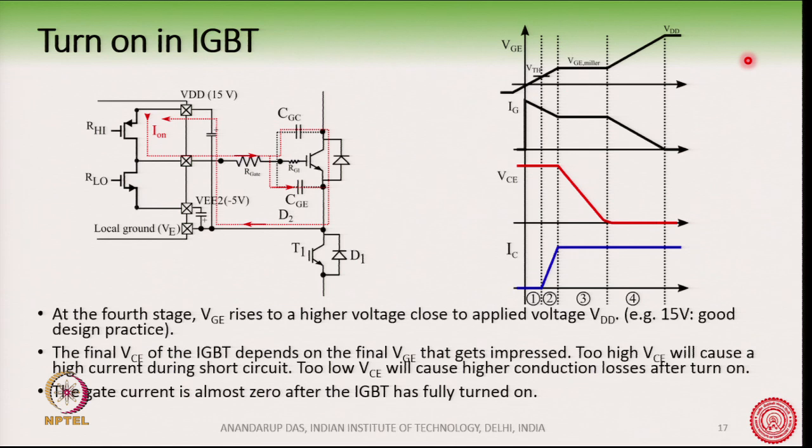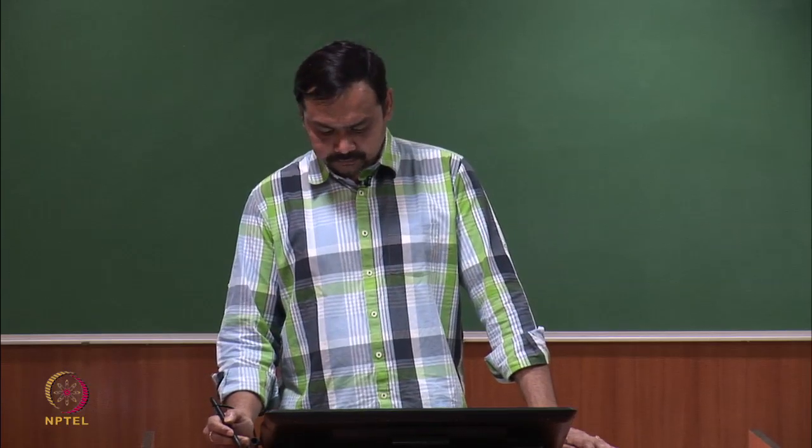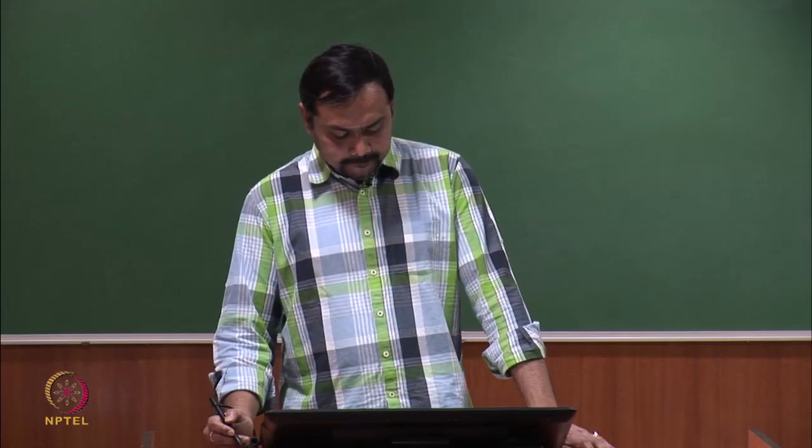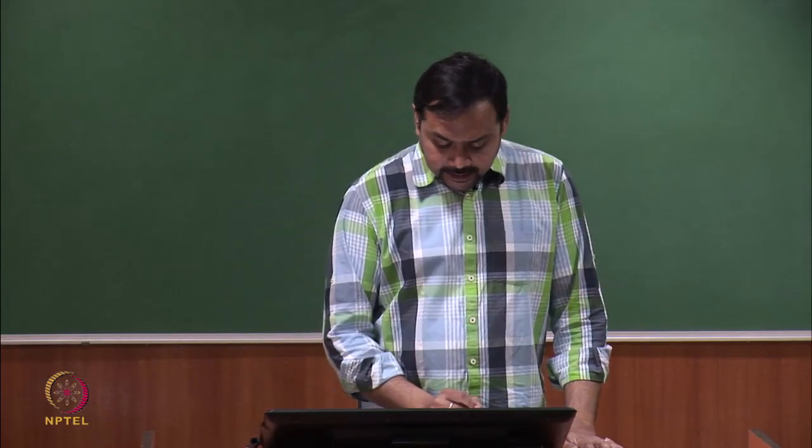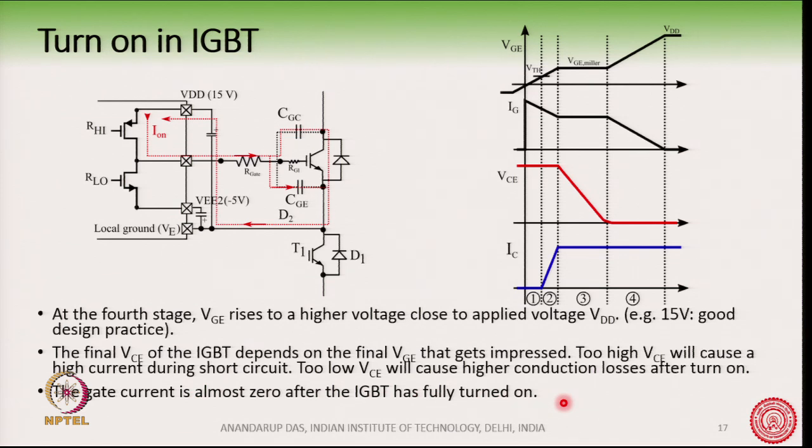If you use a very high value of VCE, it can cause a high current during short circuit. Whereas if you use a very low value of VCE, it will cause higher conduction losses after the device has been turned on. Now, the gate current is almost 0 after the IGBT has fully turned on. You can see here the gate current has almost come down to 0.